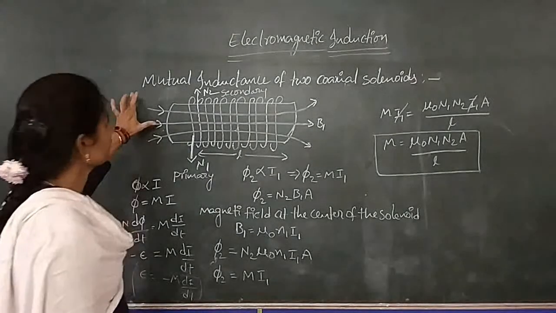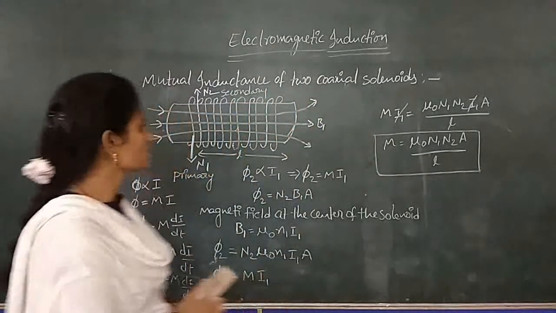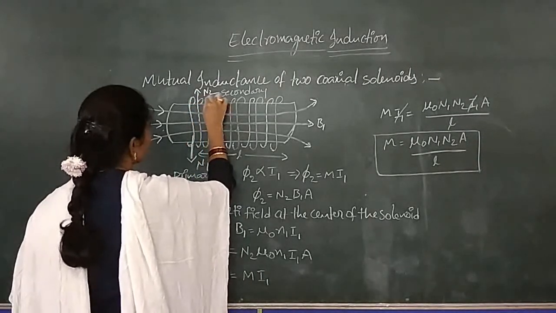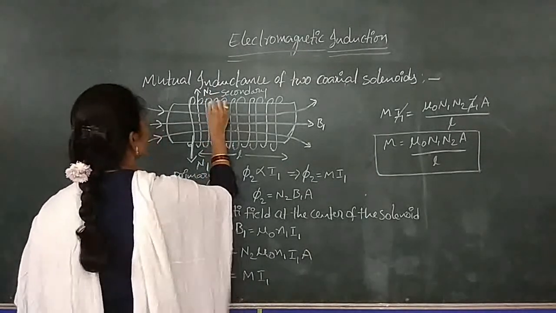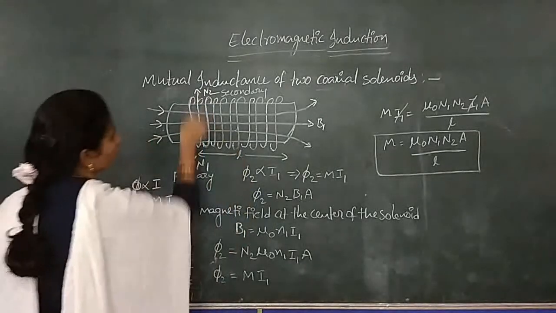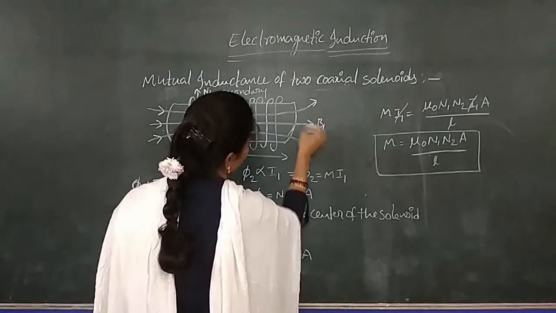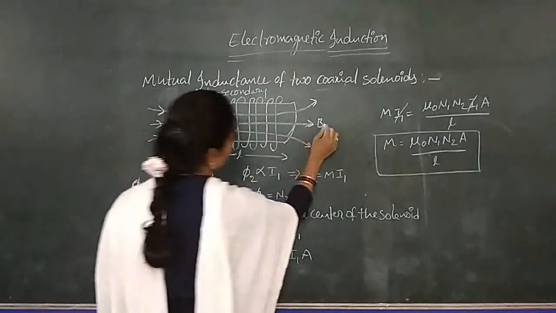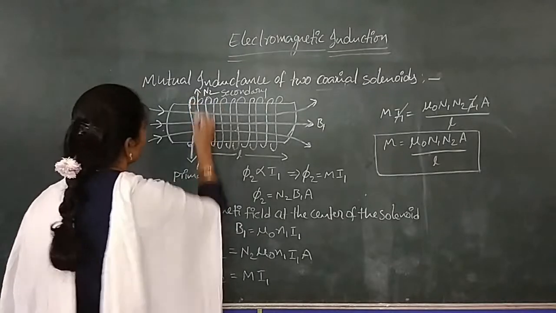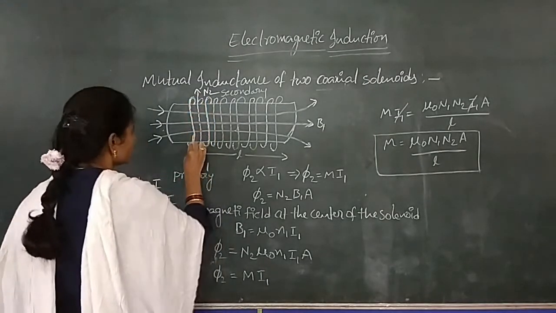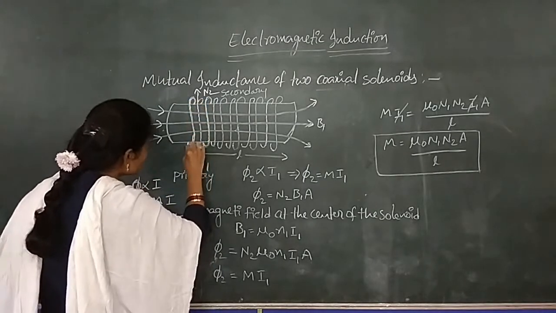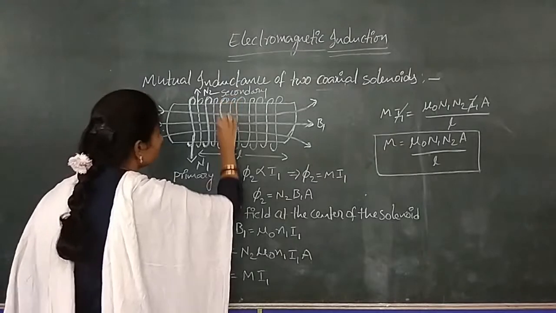So we have to calculate the mutual inductance of two coaxial solenoids. These are two solenoids having equal area of cross section, A, and they are coaxial solenoids, both having the same axis. That represents the magnetic field B1 or B. These are the numbers of turns. This is the primary coil.